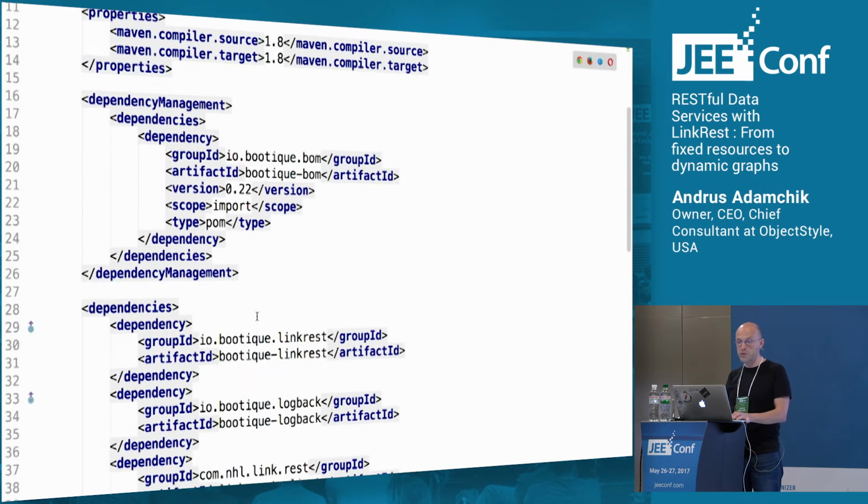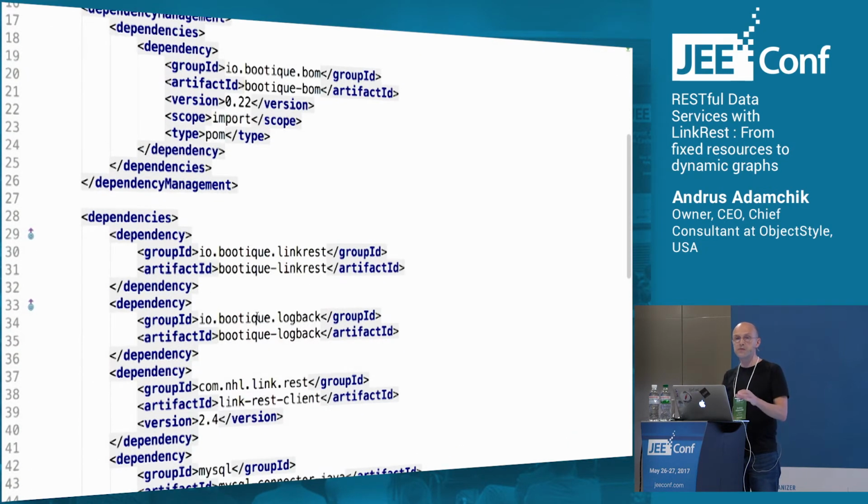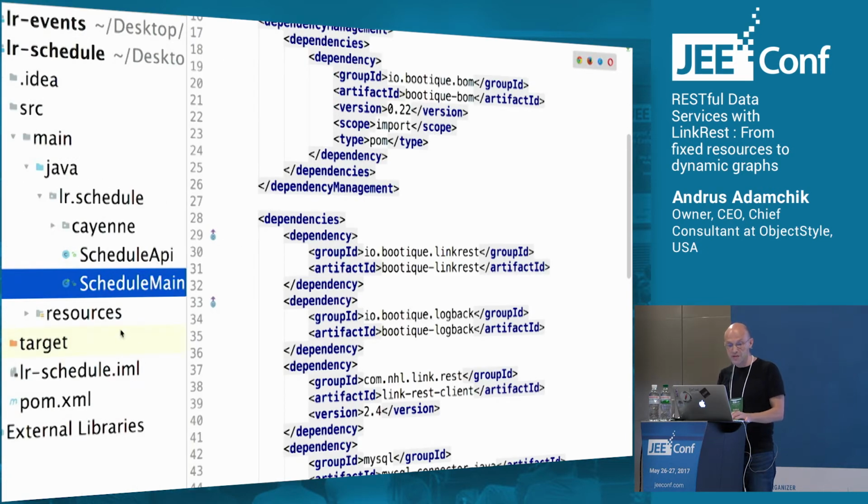Also, the application will be running using Bootique, not Spring Boot. That's yet another open source project that was shown last year at this conference. But again, it's not about Bootique, and you can use LinkRest without Bootique. It just helps us to start the application. It's a standalone Java container, which in my opinion is better than Spring Boot, but that's beyond the point here.